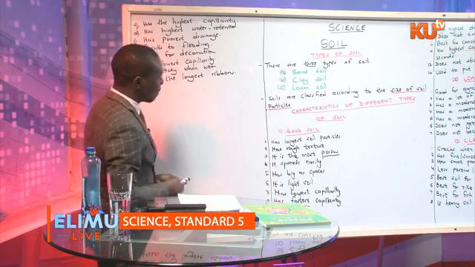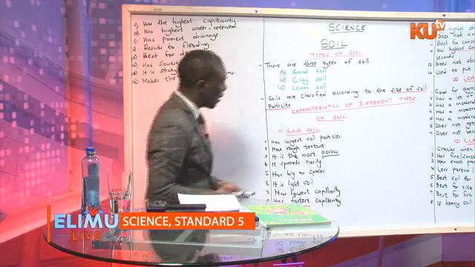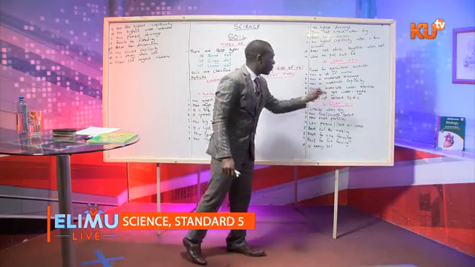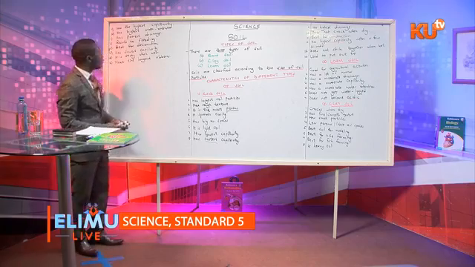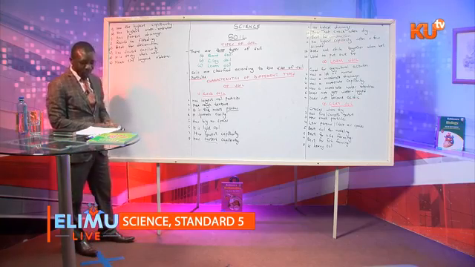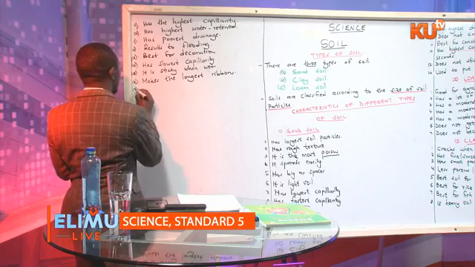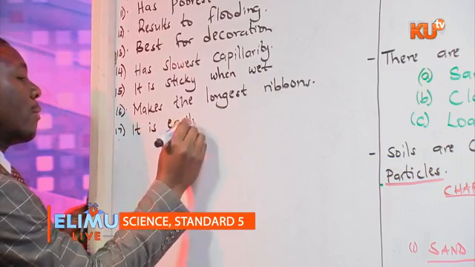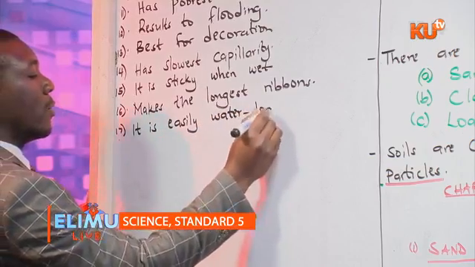And then lastly, another characteristic, I said here under loam soil that it does not get waterlogged. I don't want to leave it behind. When we come to this type of soil called clay soil, it is easily waterlogged. So number 17, it is easily waterlogged.